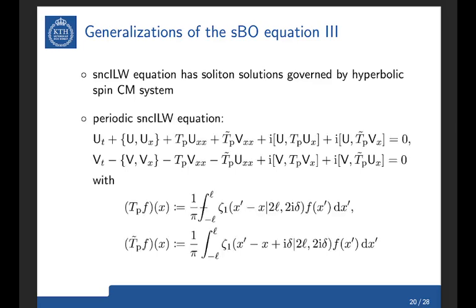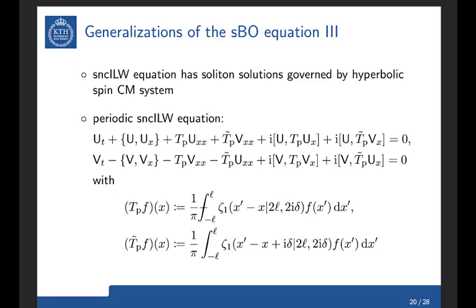So the elliptic case, I mean the periodic version of the SNC-ILW equation, which involves these integral operators that themselves involve elliptic functions, and ultimately where we'll be able to make a correspondence to the elliptic spin CM system. So this is the two-component system we'll consider, and these are the corresponding periodic operators. Again, zeta 1 is a minor generalization of the Weierstrass zeta function, but the precise form is not important for what follows.